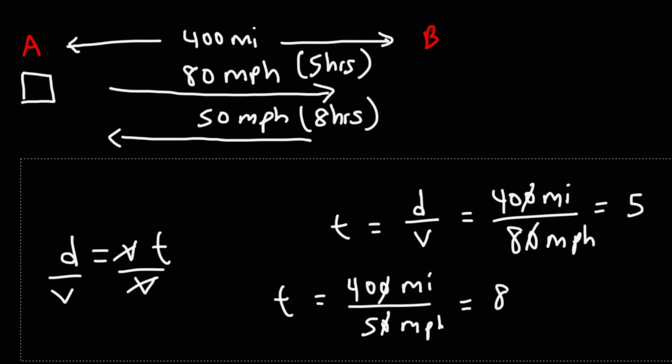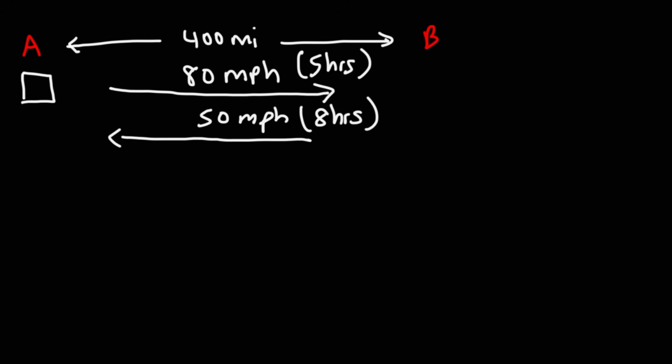So because the time spent during each part of the trip is different, each of these speeds will carry a different weight. So we could use a weighted average to get the answer. Now to get the average speed, we need to take the total distance and divide it by the total time, which really comes back to this formula, d equals vt.